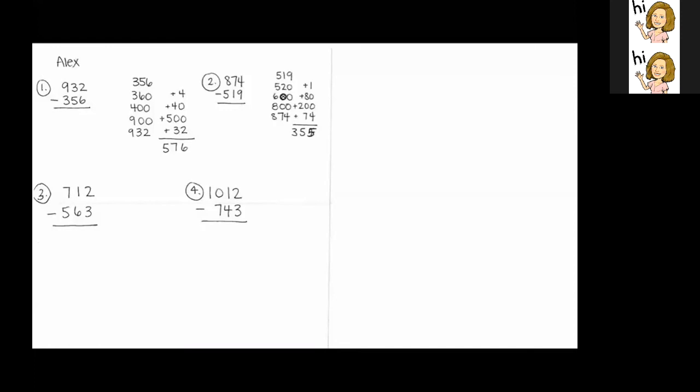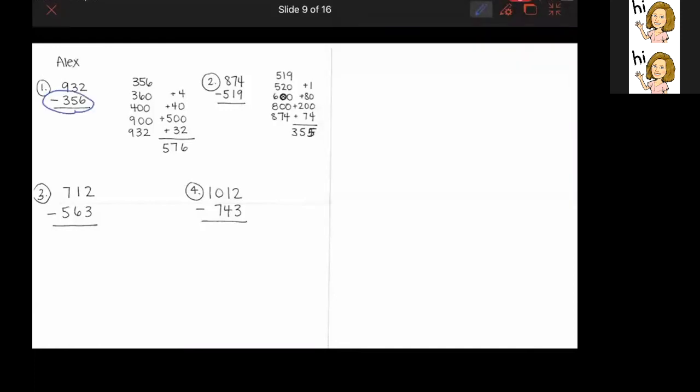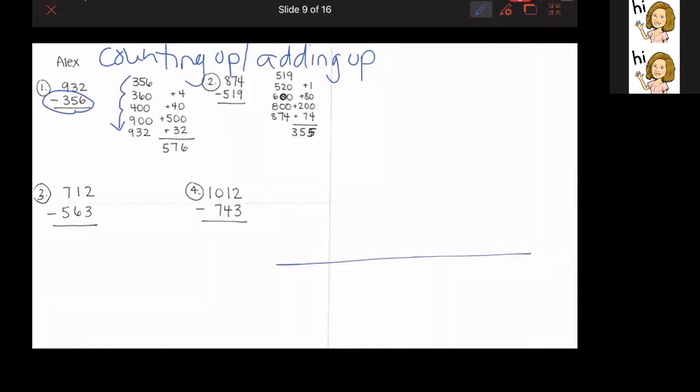All right. So now let's check out Alex's strategy. Alex's strategy might be familiar to some. You can see, again, he's starting with the minuend, and then he's counting up or adding up. So that's another name for this strategy, counting up or adding up. And he does it in hops of friendly numbers. And so this is where we can see a number line is a great representation to show this. So we'll do this number 3 here that's not done. We'll start at 563, and I want to hop all the way to 712.